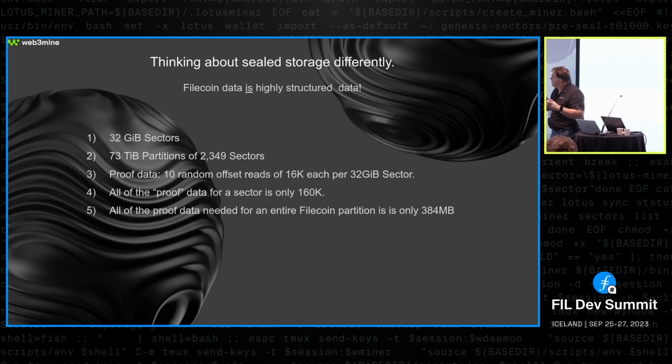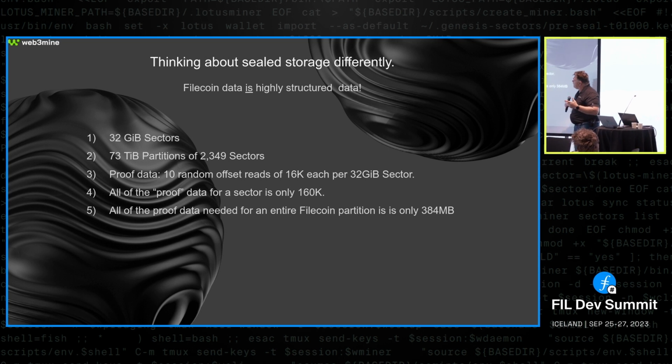So I started looking at what we're actually dealing with, the native structures of Filecoin: sectors and partitions and all those other things. Good golly, they lend themselves to something that starts smelling and looking like a file system all unto itself. We've got 32 gig sectors, a 73 TiB partition of 2,349 sectors. And when it comes time to do the proof data, we're reading 16K random offsets per 32 gig sector. And that's the hardest part of this whole thing.